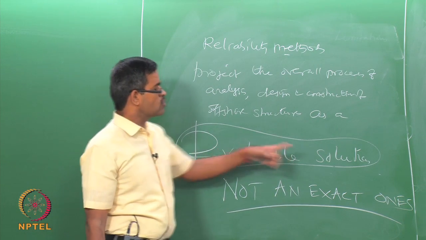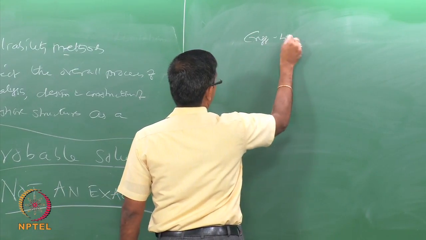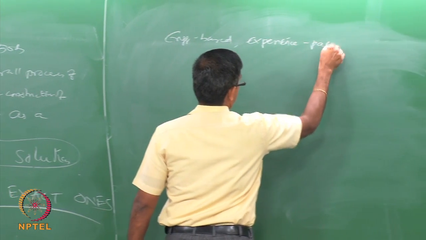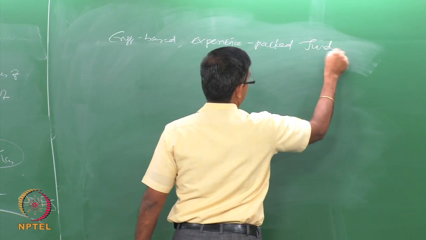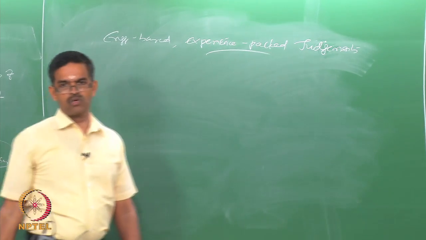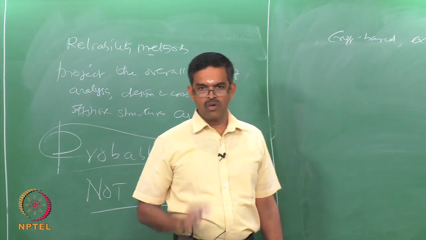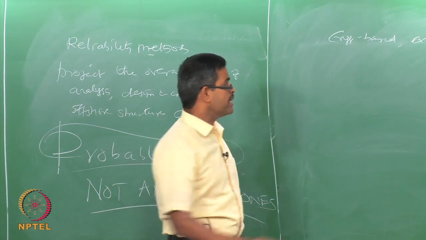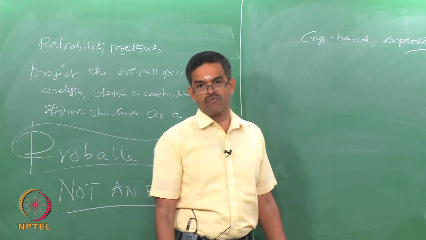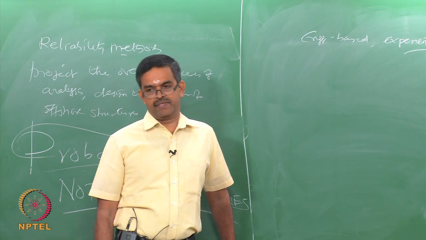Therefore, reliability solutions need to be supported by engineering based, experience packed judgments. You cannot accept the solution of reliability theories or reliability problems as such. You have got to apply a tool based on your experience. You have got to correct the solution and then recommend this with, of course, a factor which we call a safety factor or a reliability index.